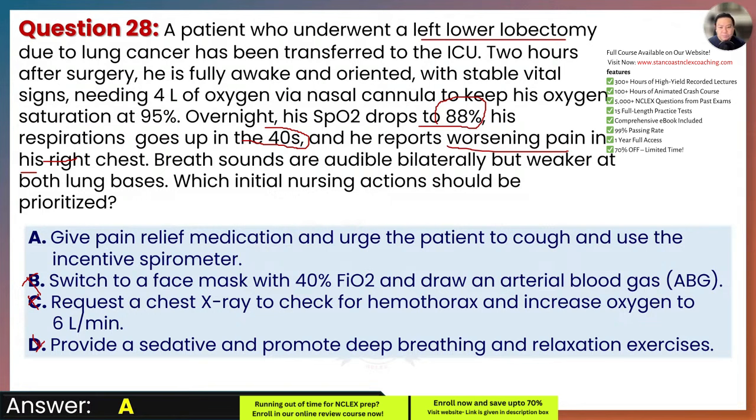Okay. So let's get into our next question, number 29. Let me just take a look real quick. Now let's go into our next item here, number 29.